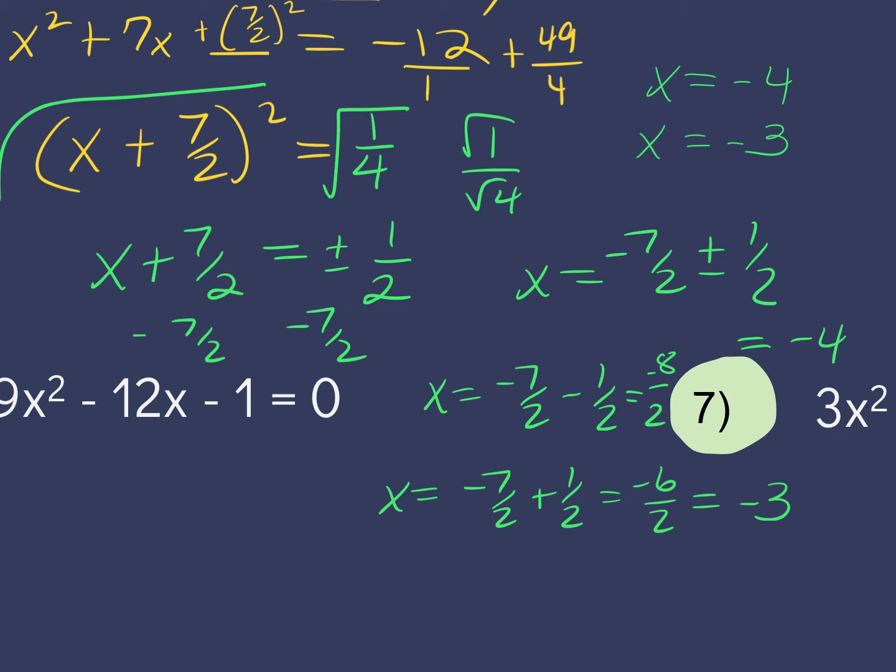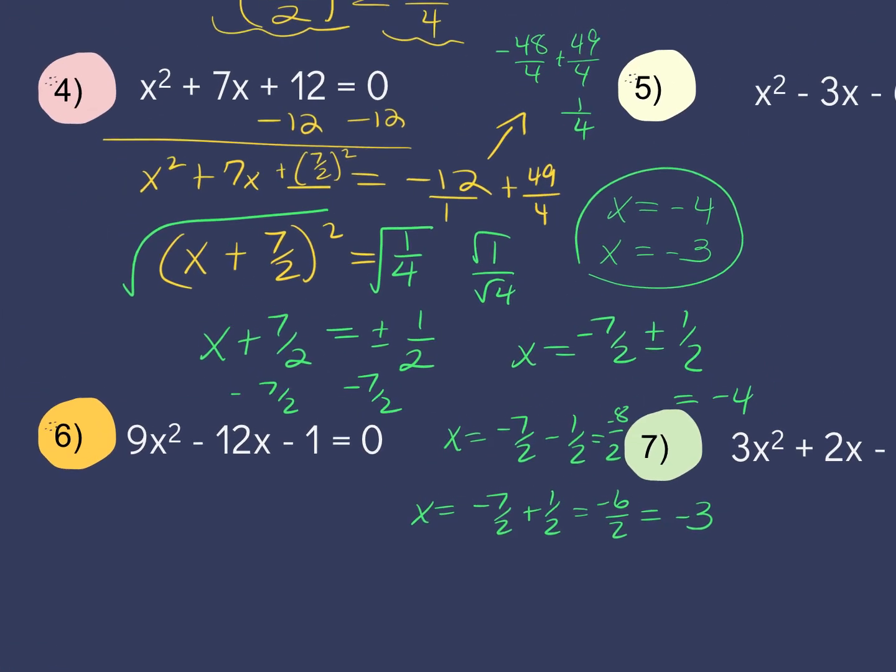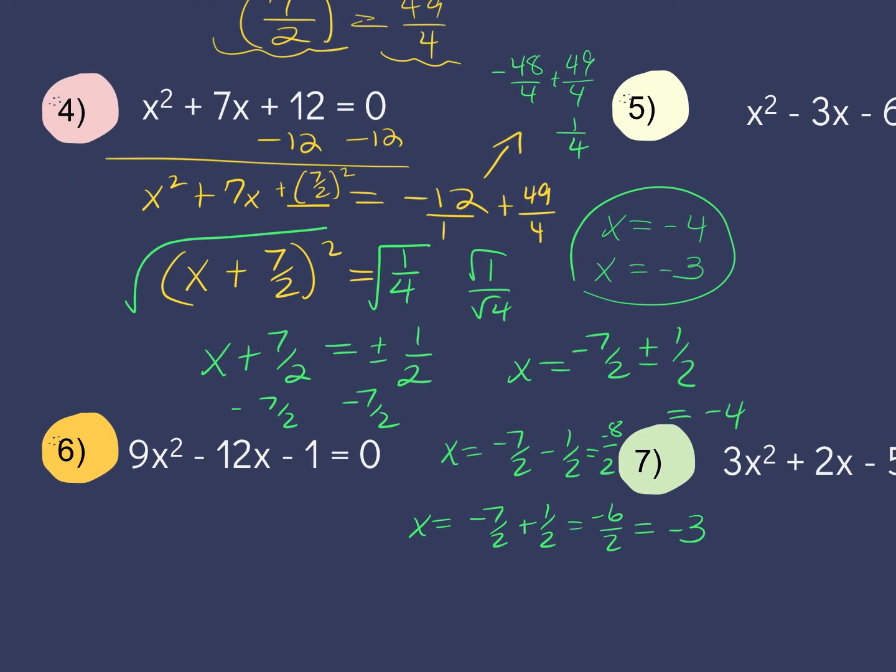Negative 7 minus 1 is negative 8, right? Yes. Because negative 7 minus 1 is negative 8. So x equals negative 4, negative 3.